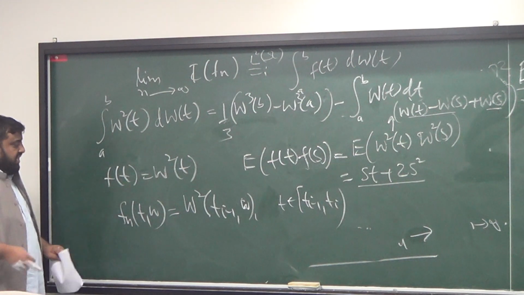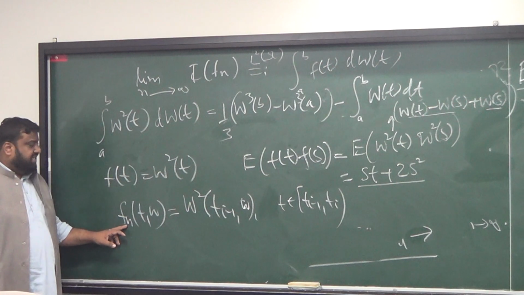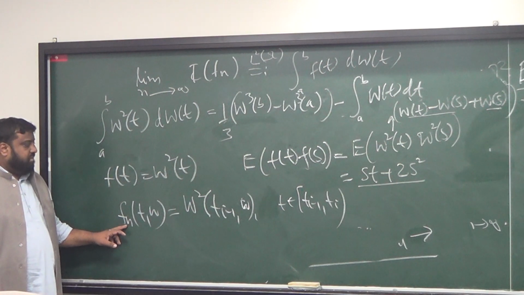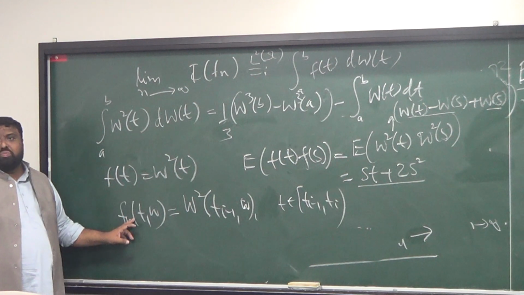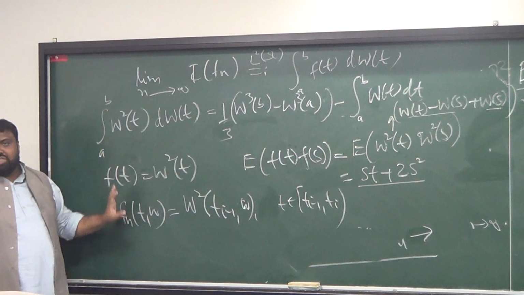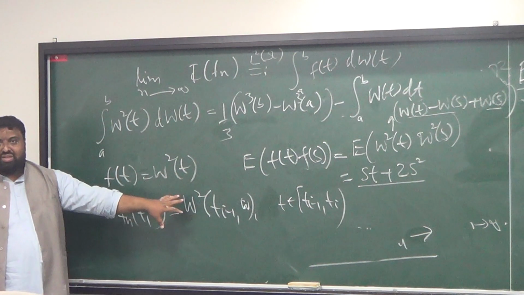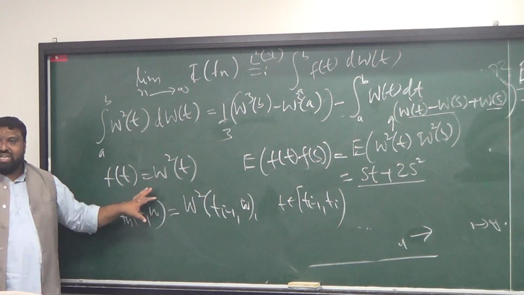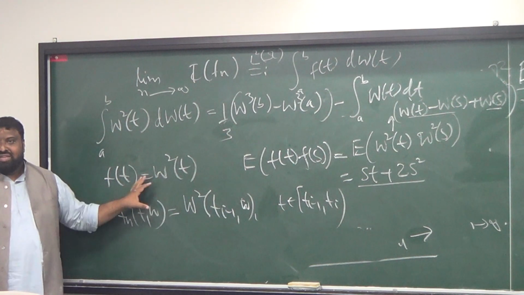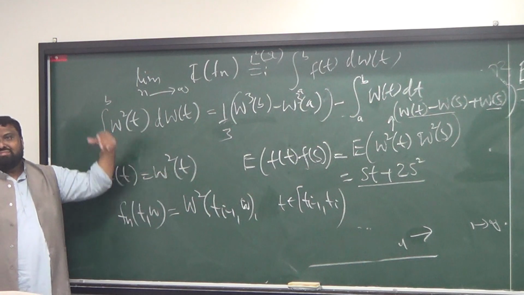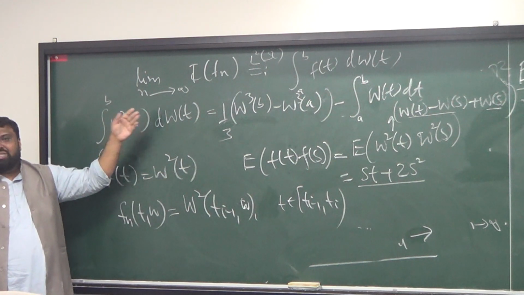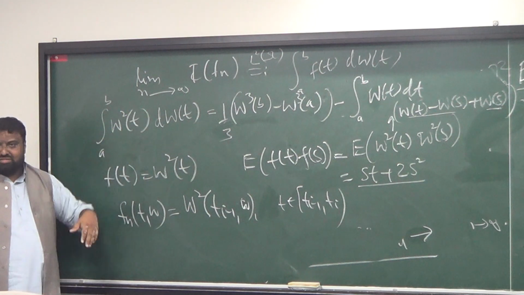So, do I need to prove that Fn is going to converge to w square of t? I don't need to do that because we already have proved the lemma. So this step process would work. You don't have to verify everything the way you did in your lemma, because you already have the lemma, so you can use it.